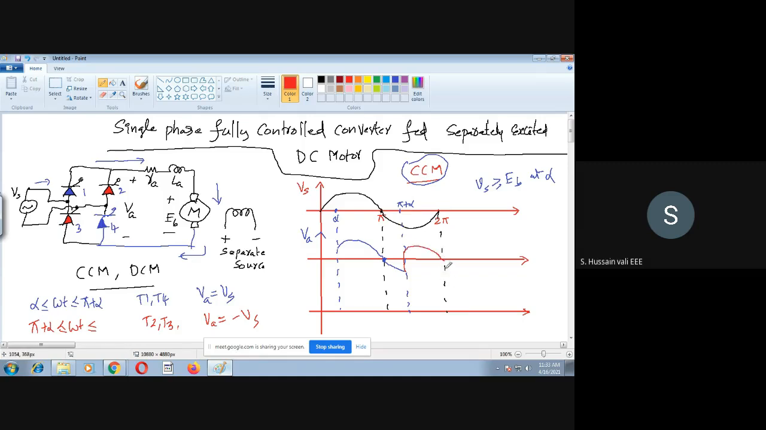This will continue till 2 pi. Now after 2 pi, what is the situation? I told you already that it's continuous conduction. Even after 2 pi, the energy in the inductor will still circulate through 2 and 3. It has no other path, because just as it forced thyristors 1 and 4, it will force 2 and 3 here also. So it will continue for some more time, and at some other instant, something like that. I will just complete the cycle here. Yes, this is the output voltage waveform, VA.